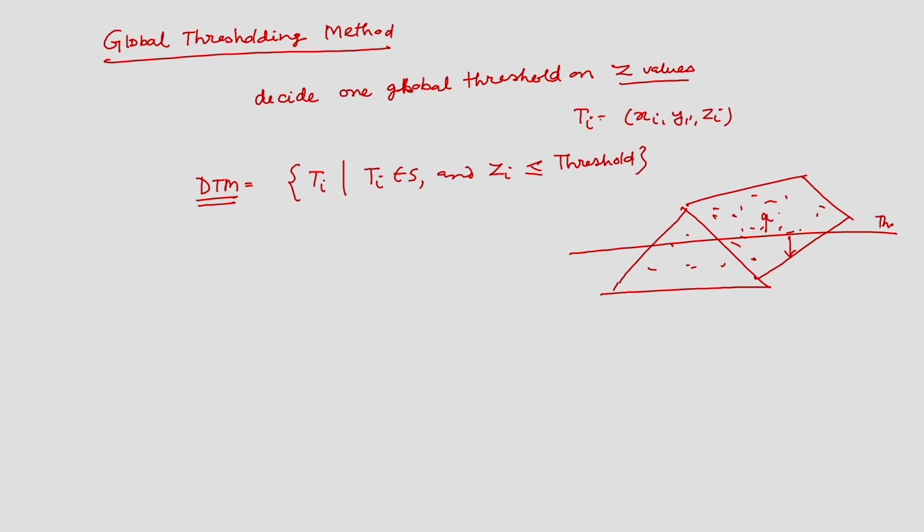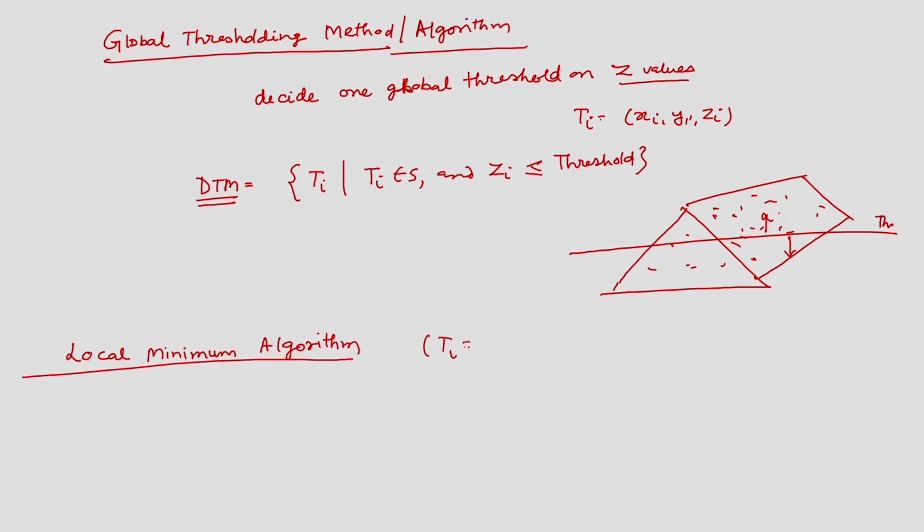And now, we define a new method called the local minimum algorithm, which is an improvement over the global thresholding algorithm. Let us assume that again point Ti is given, which is Xi, Yi, Zi. According to the local minimum algorithm, we replace all the points by the minimum elevation.